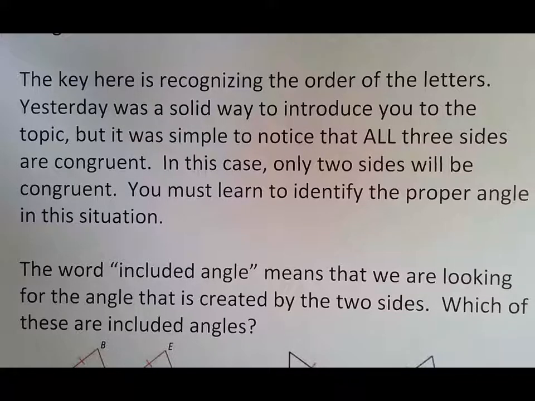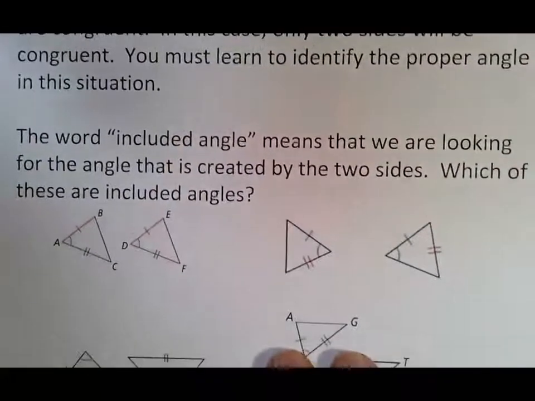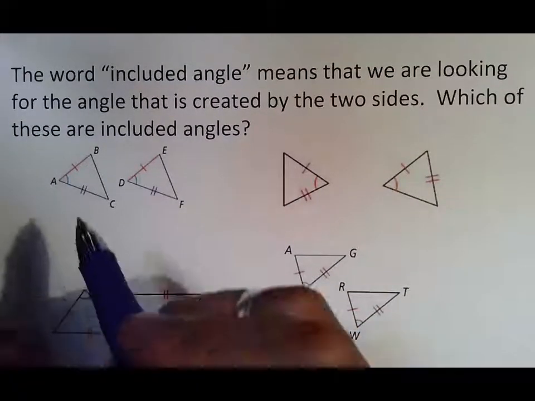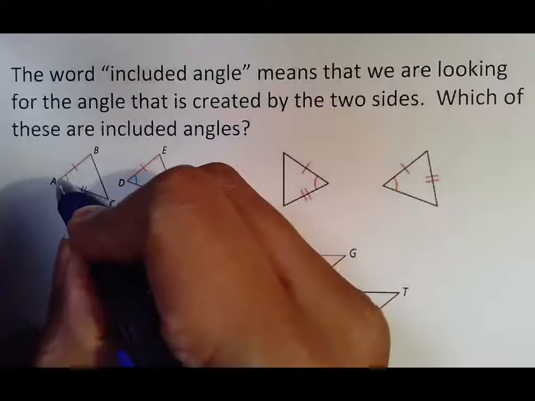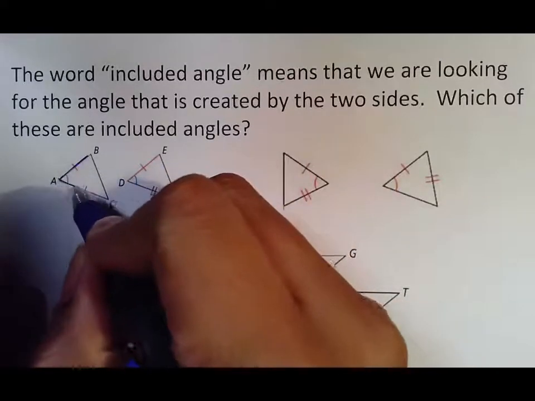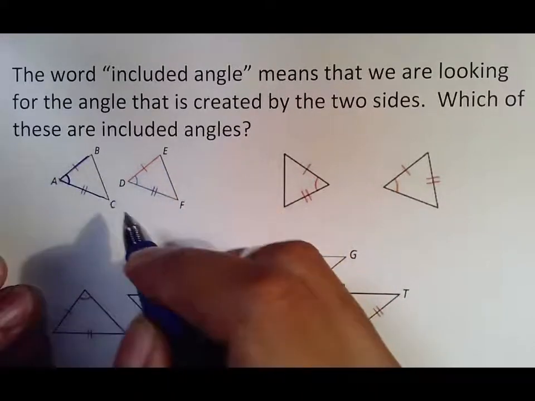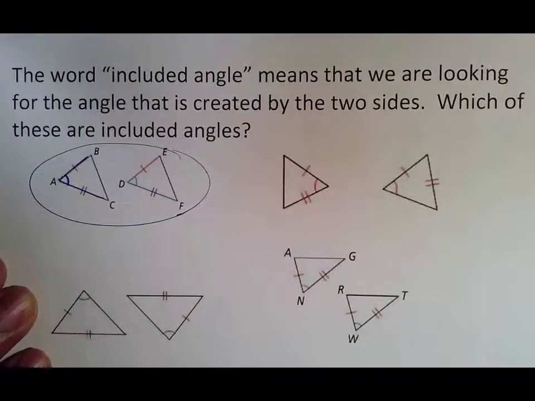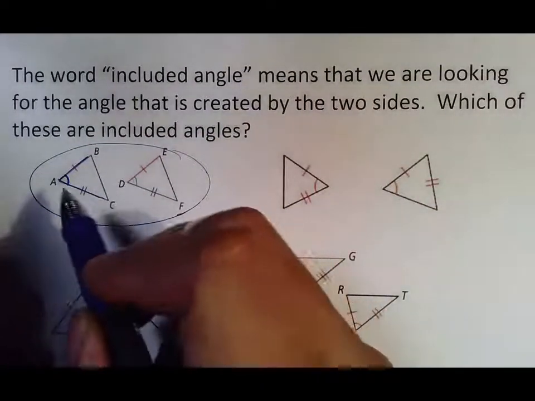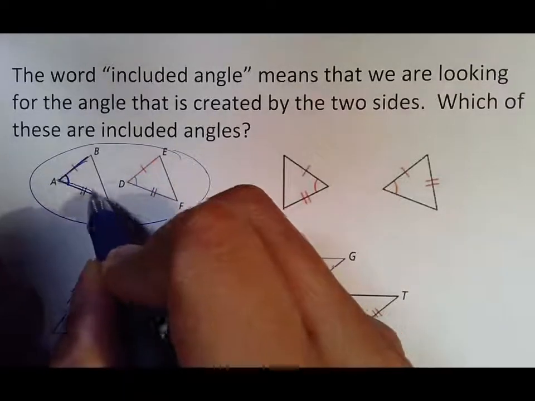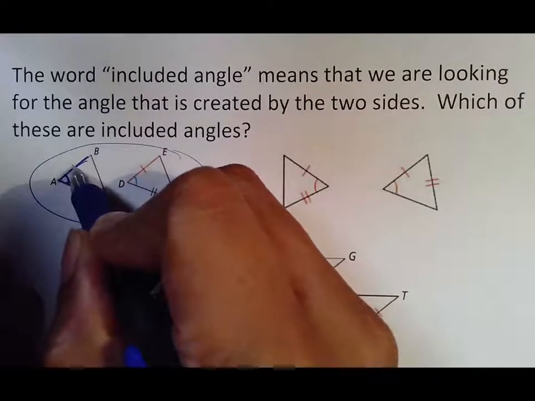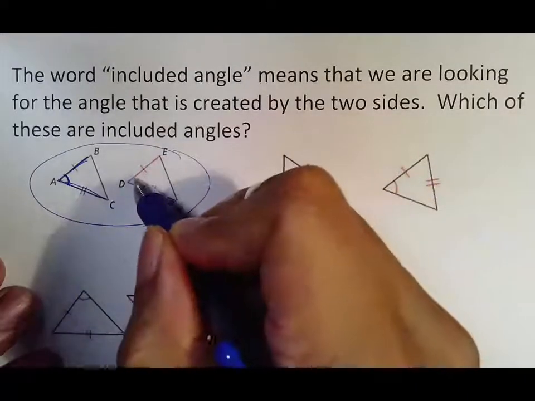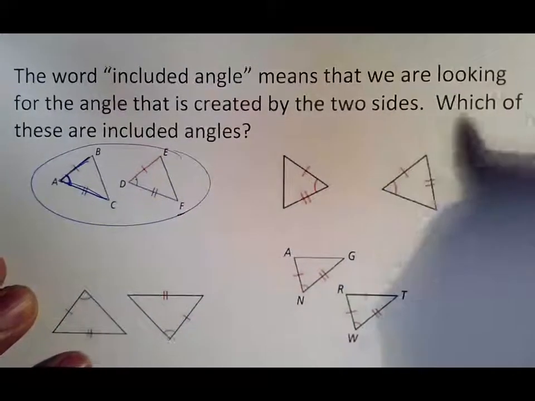The word included angle means that we're looking for the angle that is created by 2 sides. So when you're looking for the included angle, here's 2 sides. You have this side that's marked, you have this side that's marked, and notice that it makes that angle. This is an included angle. These 2 sides have the angle in between. Notice you go side, angle, side as you go around that triangle.